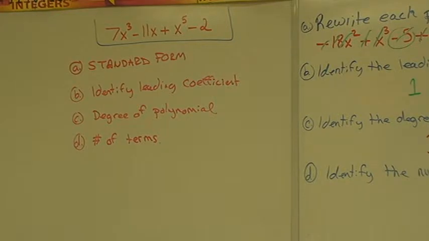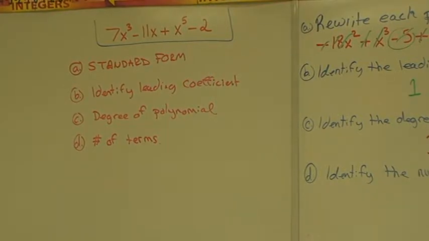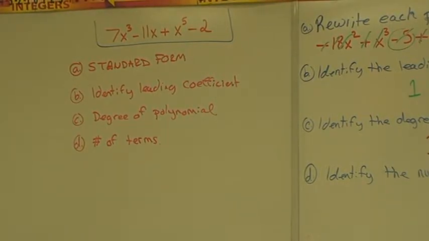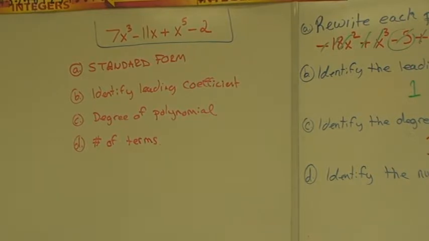There's your problem: 7x cubed minus 11x plus x to the 5th minus 2. Can you write it in standard form for part A? Part B, identify the leading coefficient. The degree of the polynomial for part C. And finally, how many terms that polynomial has. Please answer those 4 questions and record your answers on the Google form below.